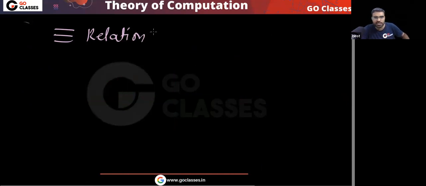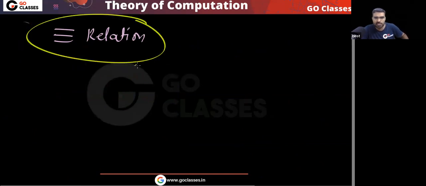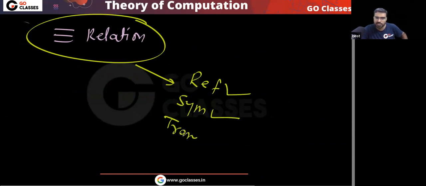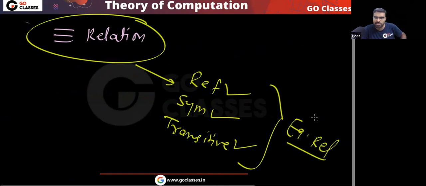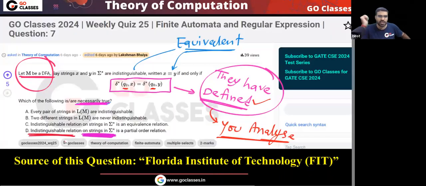So finally, I can say this relation is definitely what? Tell me. This relation is definitely an equivalence relation. This relation is reflexive, symmetric, transitive. So these three mean equivalence relation. Okay, is this point clear? So this is your complete analysis of this question. So finally, I can say what is necessarily true? Option C is necessarily true.